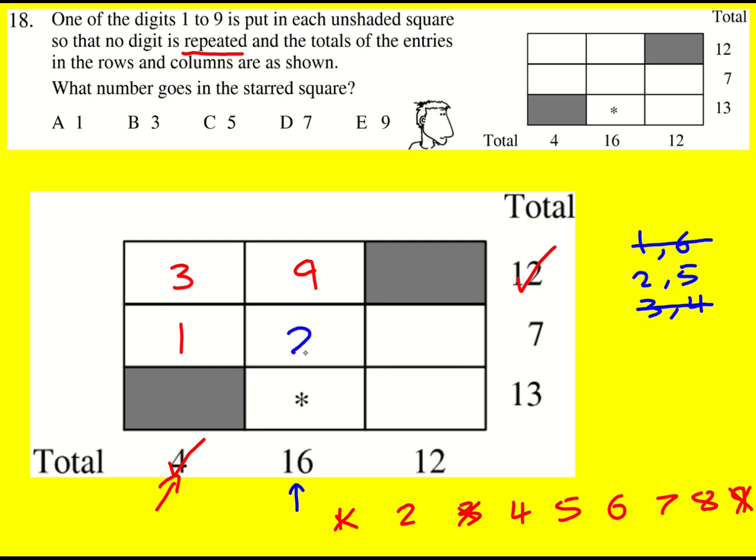So actually, I don't even need to complete the whole puzzle. This must be 2, and this must be 5. Let's just check that we can complete it, that it's all consistent. So we've got 1 and 2, that's going to have to be 4, and this is going to have to be 8, and then it all checks out.